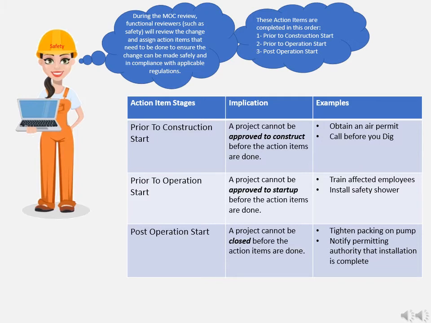And third, post-operation start. On prior to construction start action items, the project cannot be approved to construct until the action items are done. Examples are obtaining an air permit or calling before you dig. On prior to operation start action items, the project cannot be approved to start up before the action items are done. Examples are train affected employees or install a safety shower. On post-operation start action items, the project cannot be closed before the action items are done. Examples are tighten packing on pump or notifying permitting authority that the installation is complete.